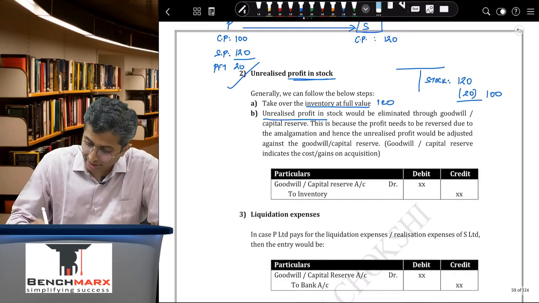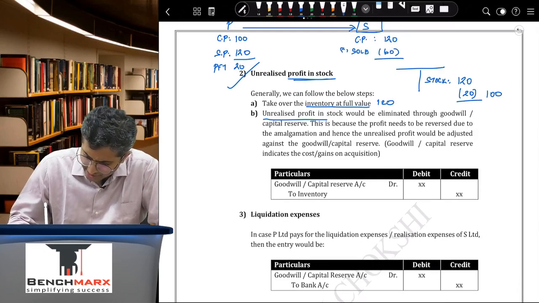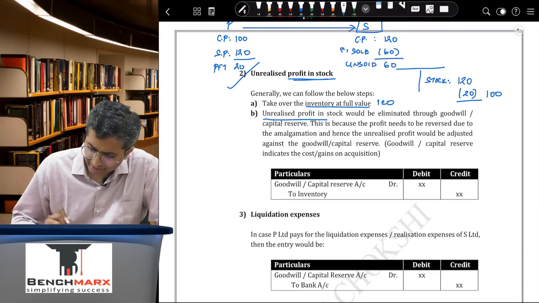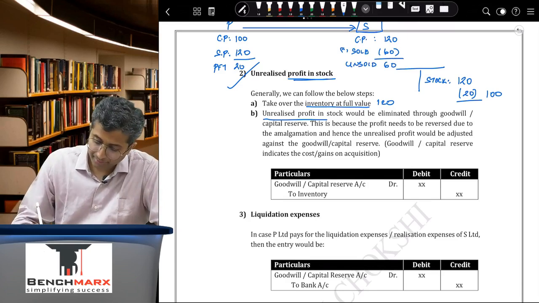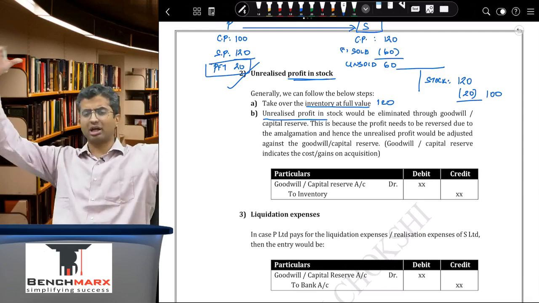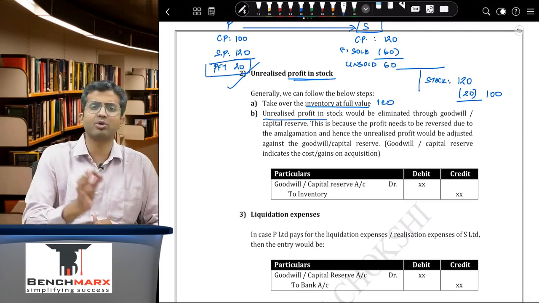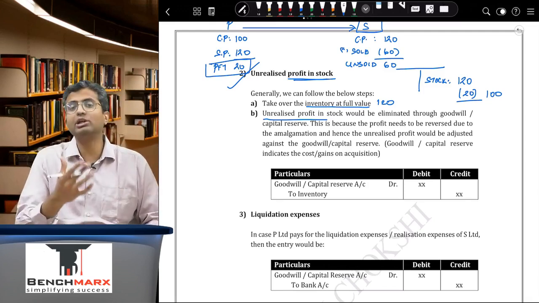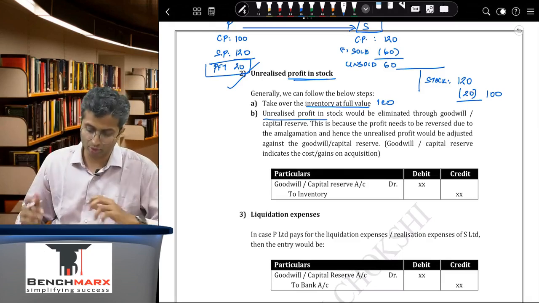Now it is not necessary that the entire 120 is unsold. It is possible that 50% of the inventory is sold to an outsider, and as a result there is only 60 which remains unsold. Now the profit which is unrealized, the total profit was 20, but 20 was on the entire stock. Now 50% of the stock is sold, 50% is unsold, and hence the unrealized profit is 20 into 50%, that is only 10 rupees. The entry has to be passed only for the unrealized profit in the unsold stock.